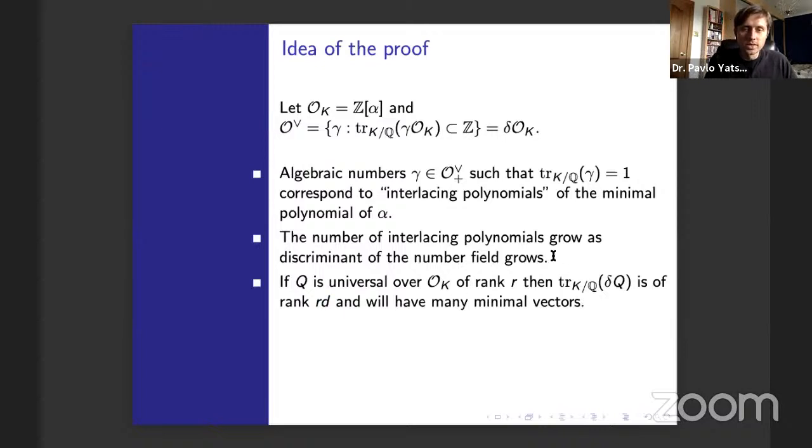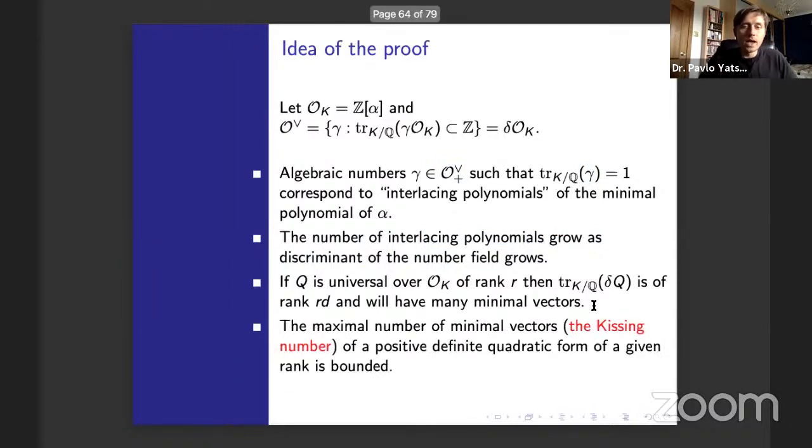And so now, because we know that the number of interlacing polynomials grows and the number of these elements of trace 1 grows, each of these elements gamma in the codifferent will correspond to a minimal vector in our quadratic form over rational integers. And the maximal number of these minimal vectors of a positive definite quadratic form is bounded by the rank. So this is the so-called kissing number. And so in particular, if the discriminant grows, at some point the rank needs to grow also. And that's basically the idea of this proof.